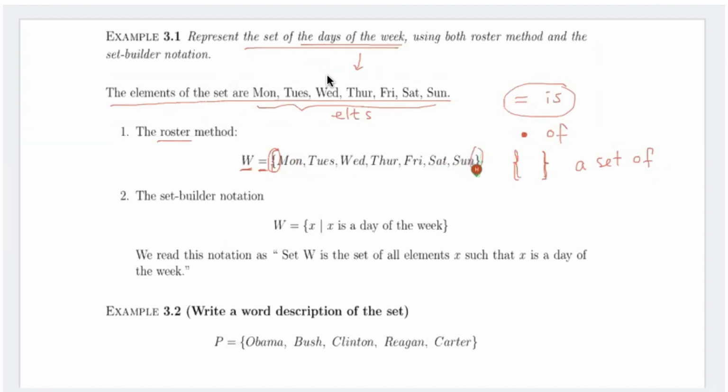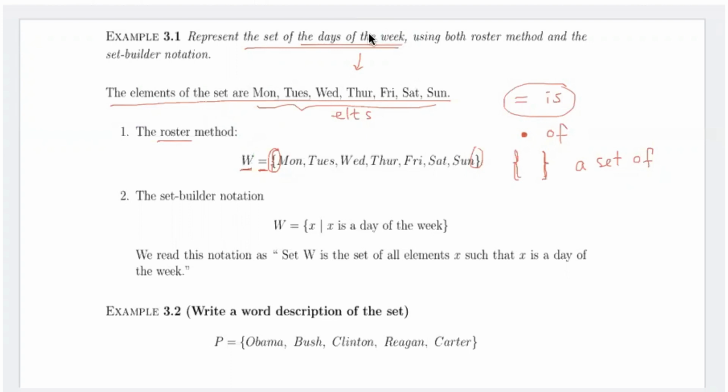That's it. So it's like opening a box. Here is the open box, here's the closed box. W is a set of, open box, Monday, Tuesday, Wednesday, Thursday, Friday, Saturday, Sunday, and then close the box. That's the set. So you can think of a set as a box. W, it's the days of the week. I take the letter W. Here's one thing I forgot to mention: a set is usually denoted by a capital letter. An element is usually denoted by a small letter. Are we okay with this?